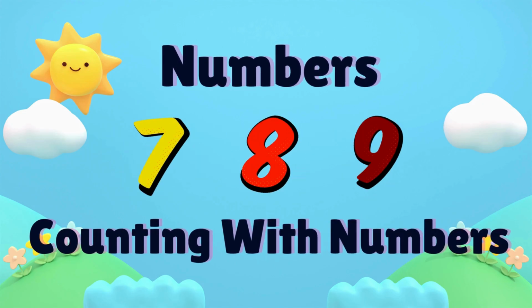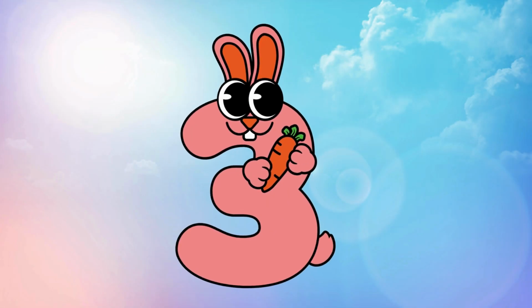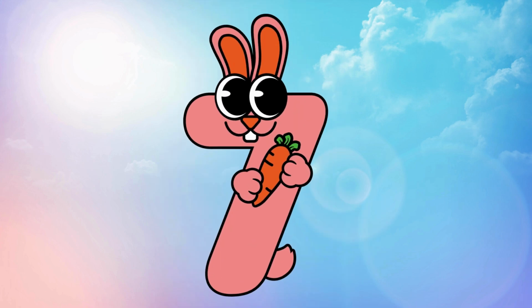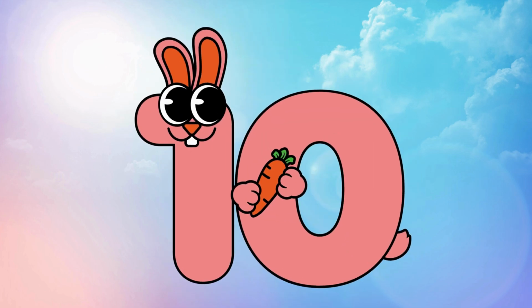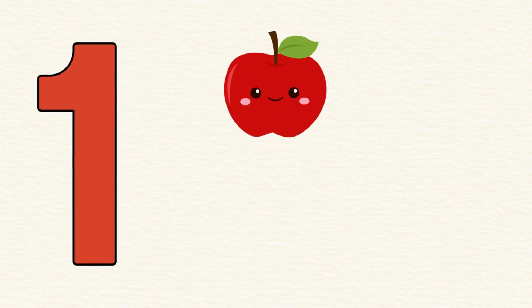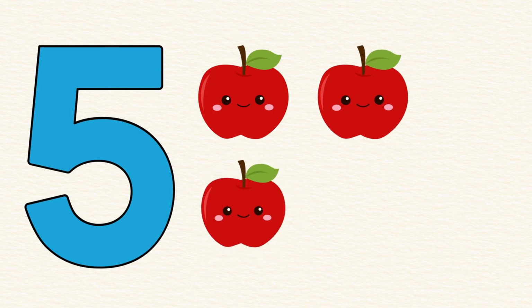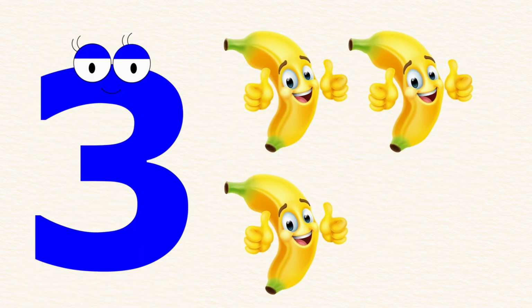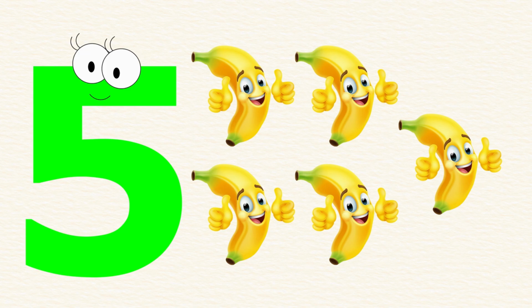The numbers, counting with 1, 2, 3, 4, 5, 6, 7, 8, 9, 10. Let's count: 1 apple, 2 apples, 3 apples, 4 apples, 5 apples. 1 banana, 2 bananas, 3 bananas, 4 bananas, 5 bananas.